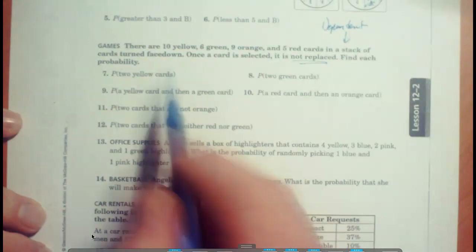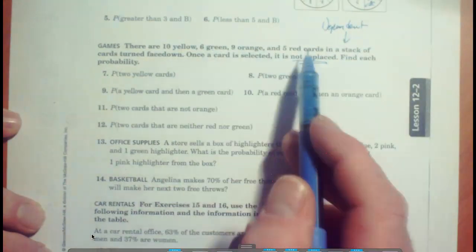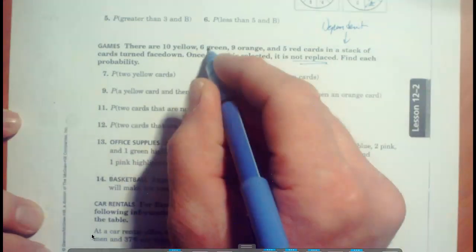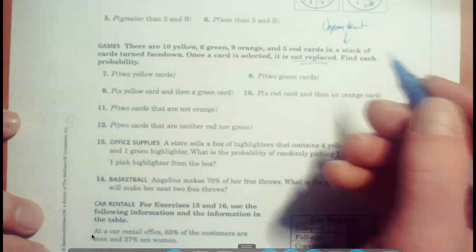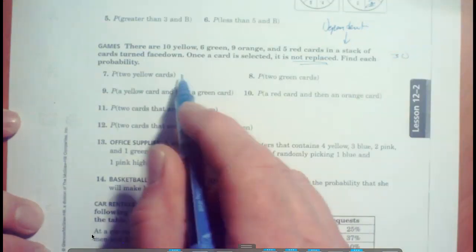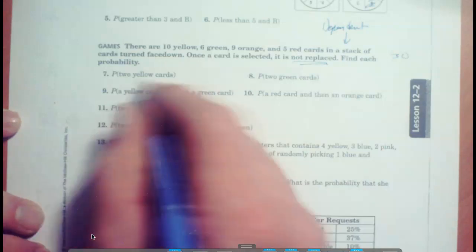So let's see, there are 10 yellow, 6 green, 9 orange, and 5 red cards in a stack. So let's add them up, see how many total cards we've got. 10 plus 6 would be 16. 9 would be 25. Looks like 30 cards in the stack. All right. Once a card is selected, it is not replaced. Find the probability. So what is the probability of getting 2 yellow cards?